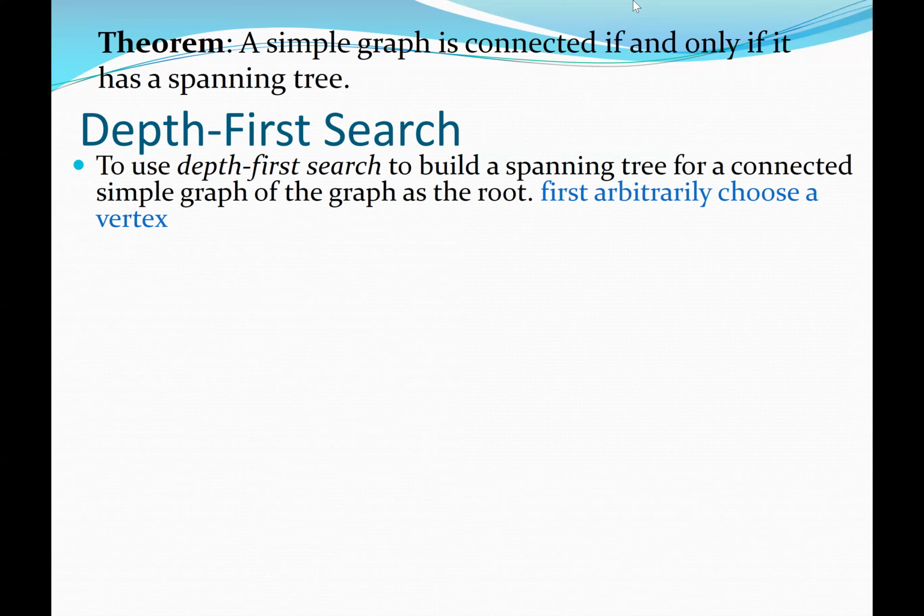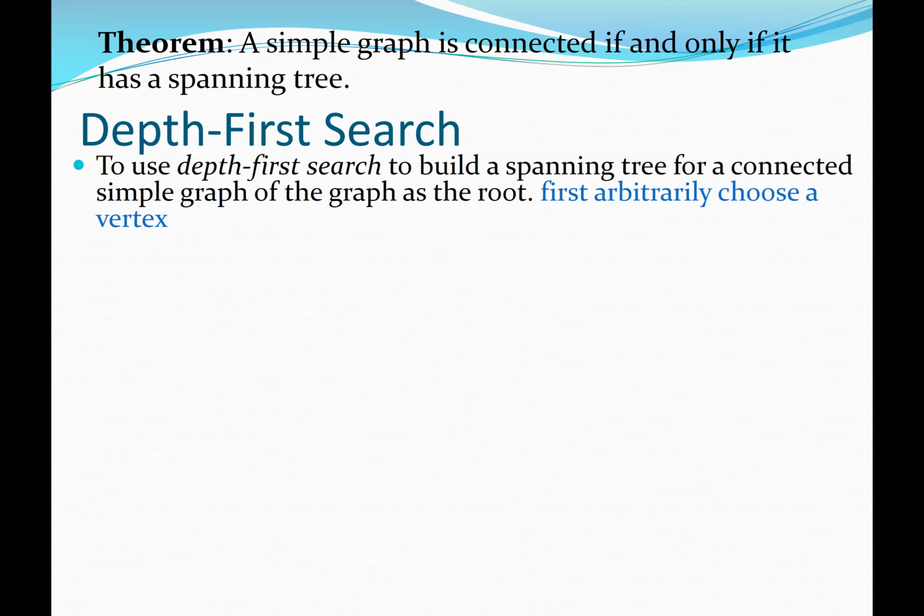Then there's no circuits, then it's a spanning tree. So that's the theorem that we can apply. If you have a spanning tree, then the graph is connected. If the graph is connected, then we have a spanning tree. Okay, so one or the other. So here's the first option, depth first search.